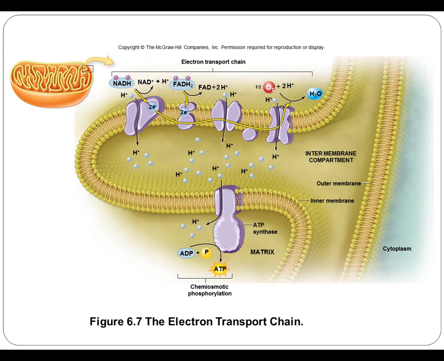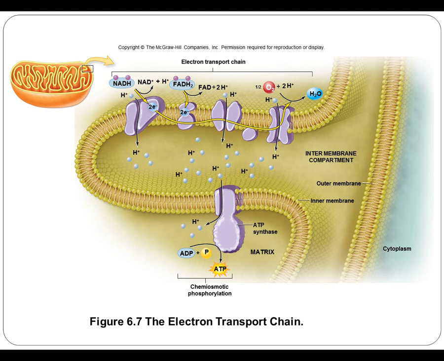What happens is the electrons, you can see they're here in the purple dots. They originate being carried by NADH and FADH2. The electrons are used to give energy to the proteins to pump what? What are we pumping? Hydrogen ions into the what?